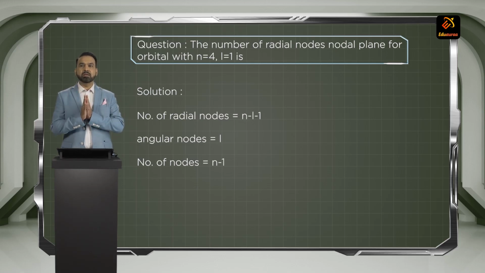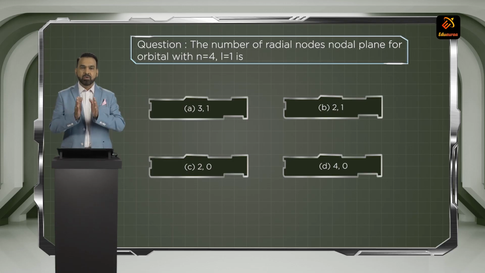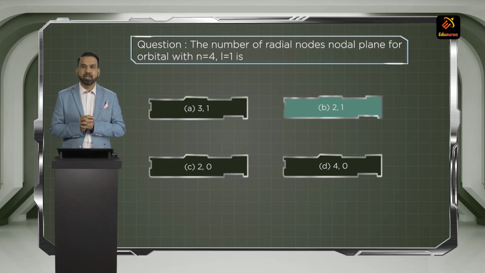Keep these formulas in mind, students. Number of nodes is equal to n minus 1, angular nodes is equal to L, and radial nodes is equal to n minus L minus 1. So using the formula, you can find out and you will get choice B, that is 2 and 1 respectively. Yes students, formula is used, substituted. We know the values of N and L given to you, substitute and get the correct answer.